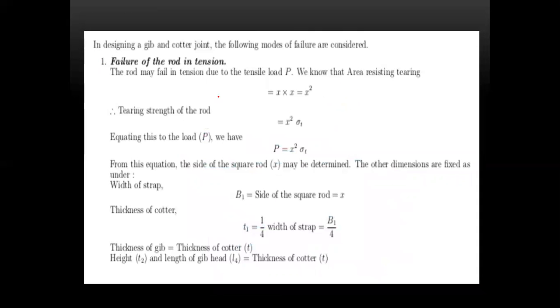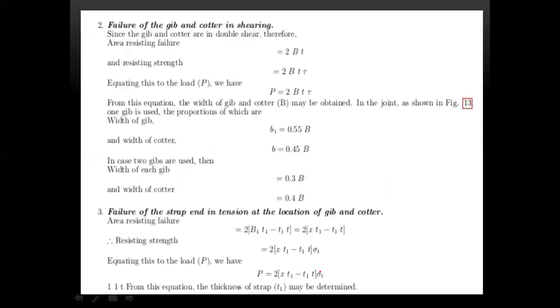For the square rod, again the same thing, the rod in tension: the area is x square, into strength sigma T, and equating the load, P is equal to x square into sigma T. Now we can determine x. The width of the strap B1 is equal to x. The thickness of the quarter T1 is equal to B1 by 4. The thickness of the gib is equal to the thickness of the quarter, thereby H is equal to T2, and the length of the gib L4 is equal to the thickness of the quarter T.